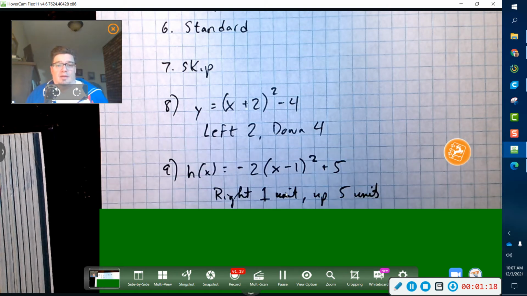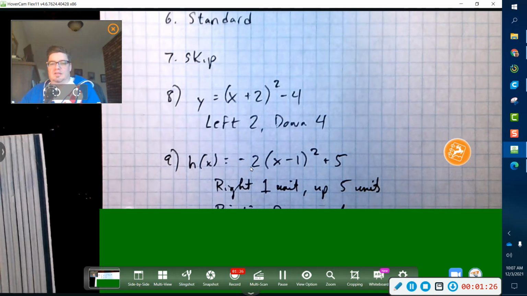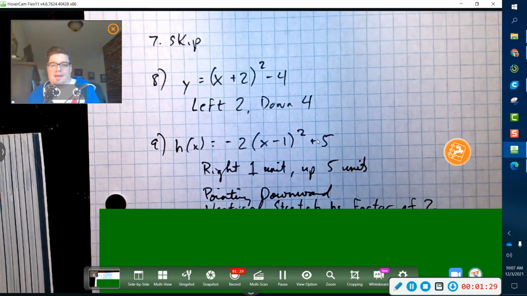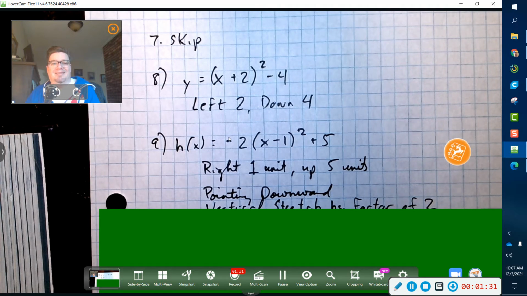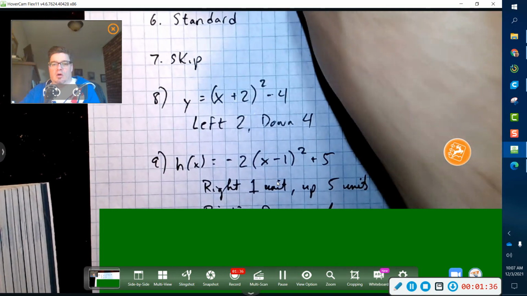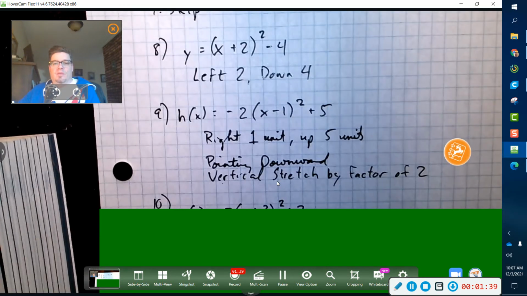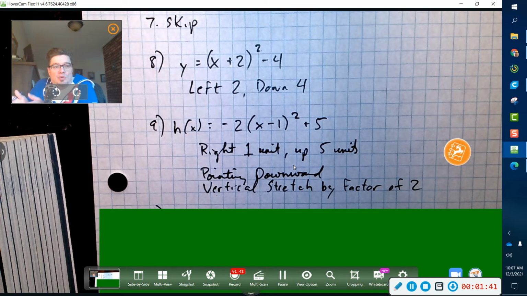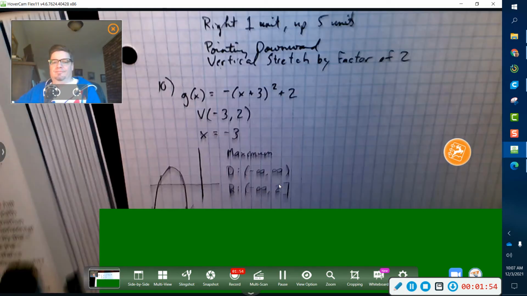9, same thing. It's just that now we have a negative 2 in front, so that's 2 other qualifications to how it changed. This one is not only going to the right 1 and up 5, but it's also pointing downward because of the negative sign, and then the 2 means that there's a vertical stretch. Or we could even say that it squeezed in, or tightened, narrowed, whatever English words you can use, so that I understand that you know that it's going like this. Okay. All right.